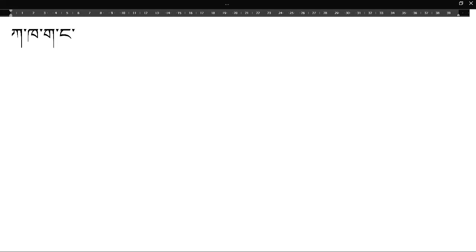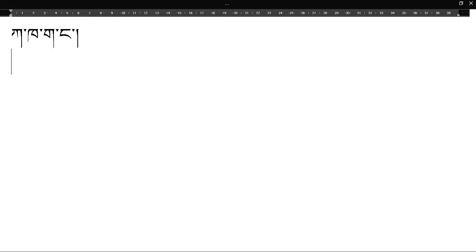Then we're going to put what's called a shad, which is a line marker. Sometimes it serves as a comma, sometimes it's a period. In this case, it's the end of the line of the first row of the alphabet. So ga, ka, ga, nga.